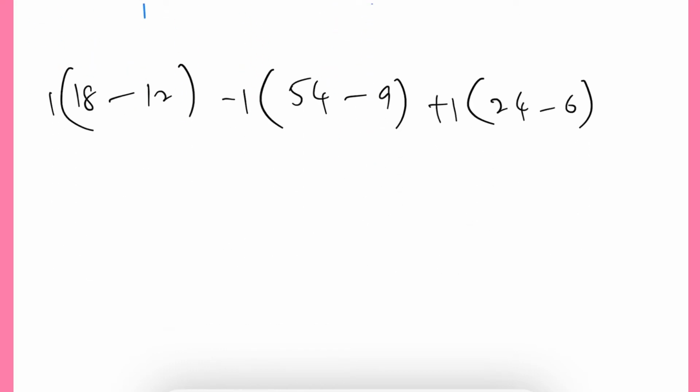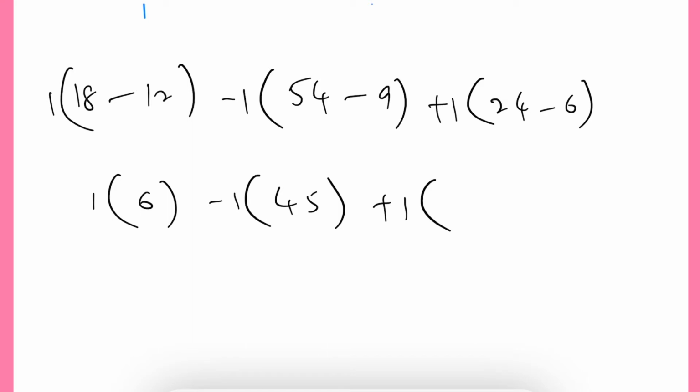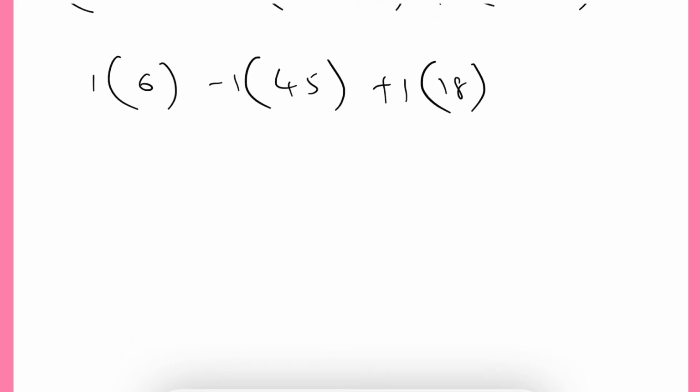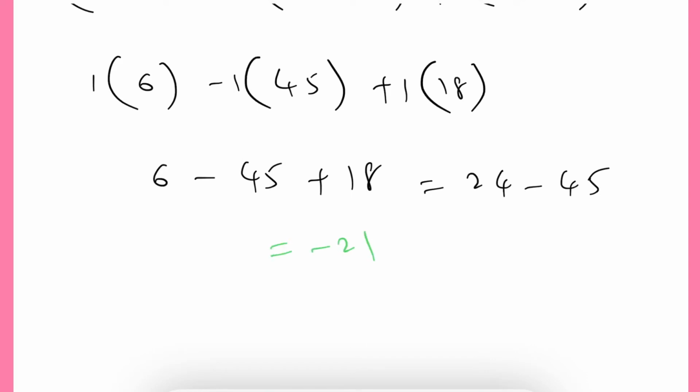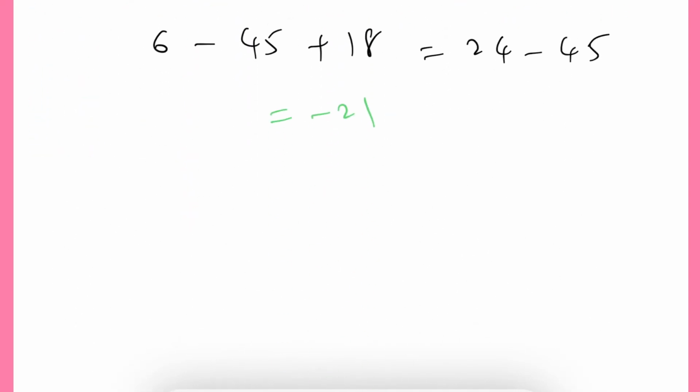Okay, let us simplify this further. 1 into (18 minus 12), 6, minus 1 into (54 minus 9), it is 45, plus 1 into (24 minus 6), 18. Okay, let us simplify this. 1 into 6, 6, minus 45, plus 1 into 18 is 18. So 18 plus 6, 24, 24 minus 45, it is minus 21. So delta 1 value is minus 21.